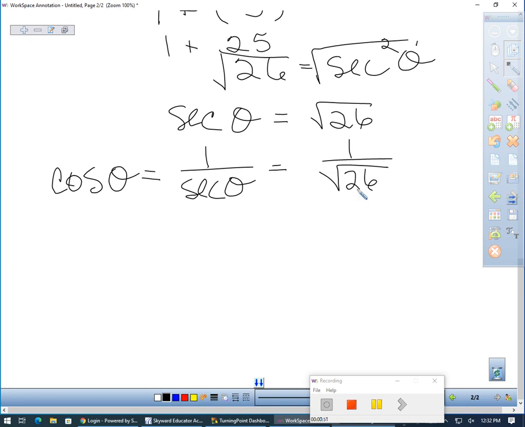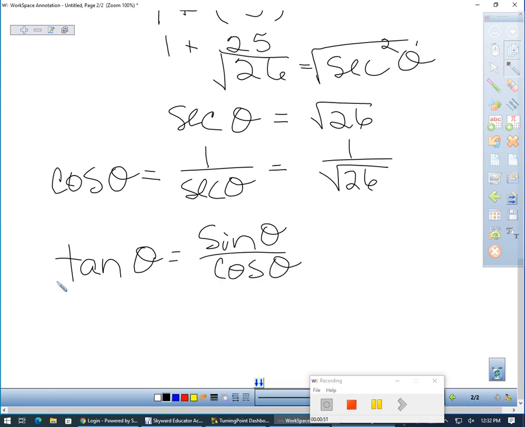Okay, so now we're going to find sine. You can find sine 2 ways. We can use tangent, or we can use our first identity. It's up to you guys. I think maybe we'll do this. When we were using our unit circle, tangent of theta is equal to what over what? Sine over cosine.